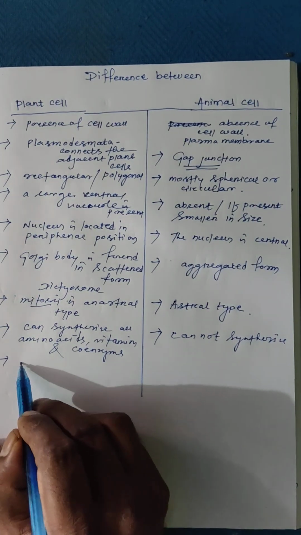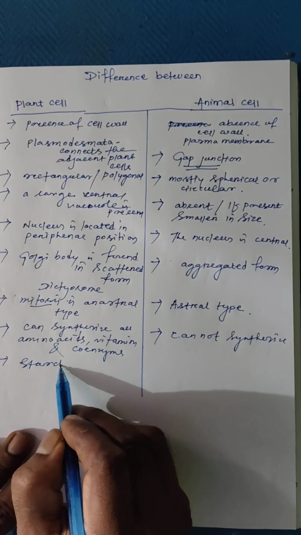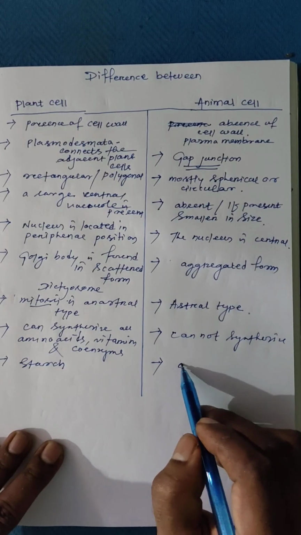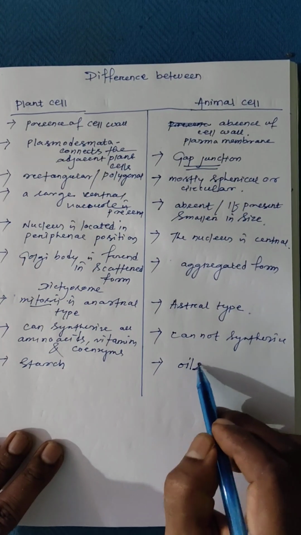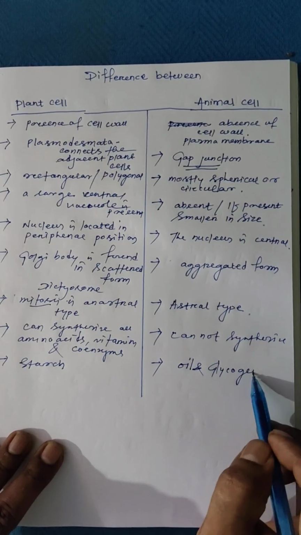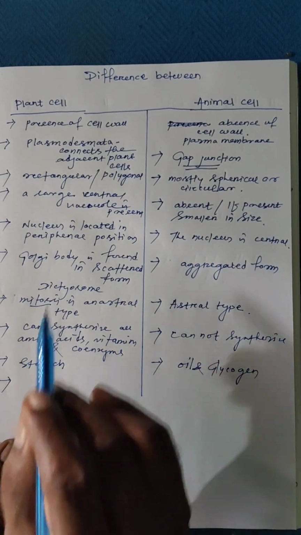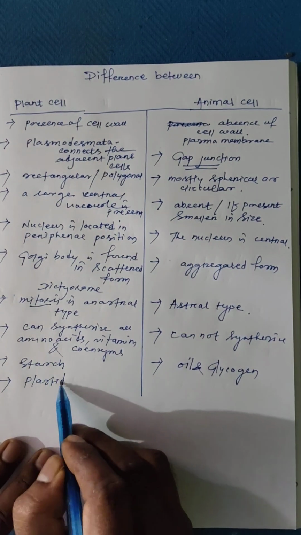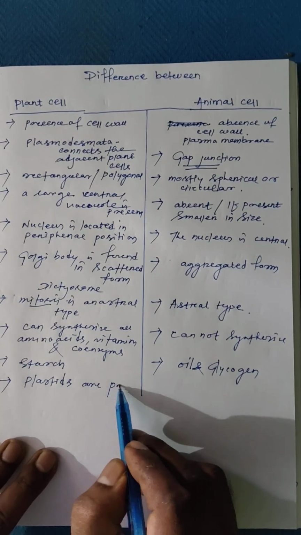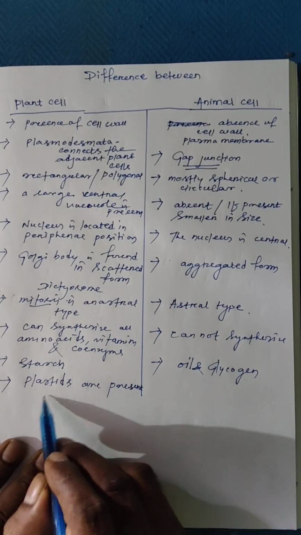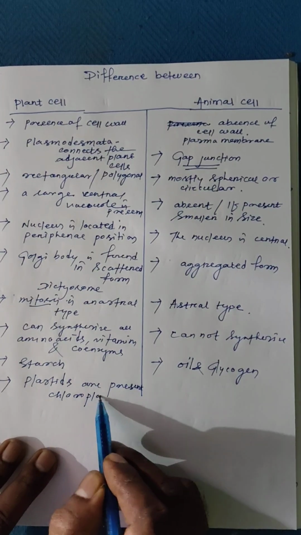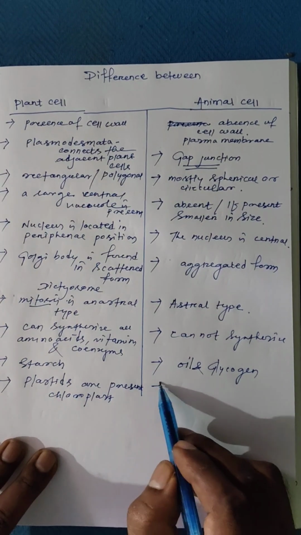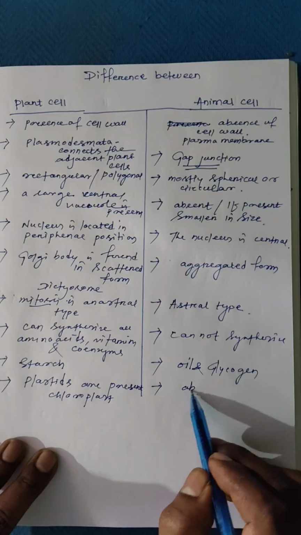In plant cell, the reserve food substance is starch, and in animal cell, oil and glycogen are the reserve food substances. Another important point is that the plant cell possesses plastids. One type of plastid is the chloroplast. Because of the presence of chloroplast, the plant cell can photosynthesize and produce starch. But in animal cell, plastids are absent.